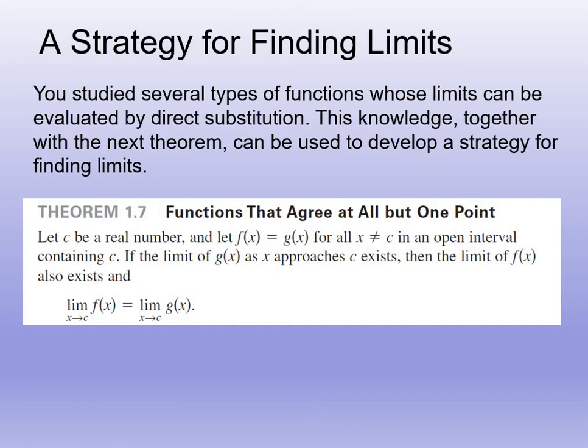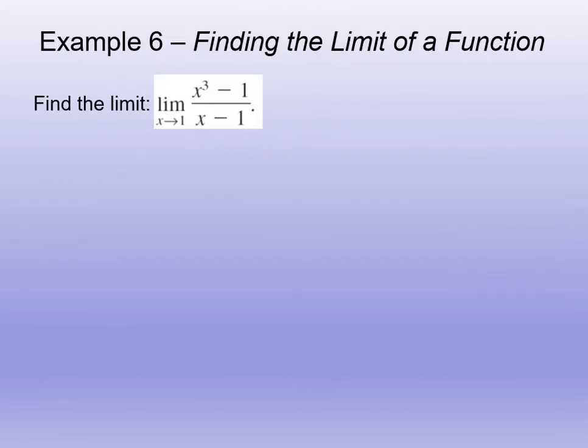Okay, so if c is a real number, that's our x as x approaches c. We have f of x equals g of x for all x except x cannot be c, in an open interval containing c. It says if the limit of g of x as x approaches c exists, then the limit of f of x also exists. Okay, so it works for all points except for that specific one. So we can apply some different rules here.